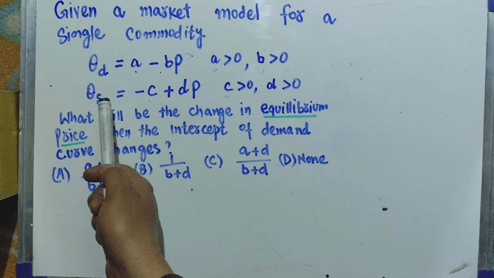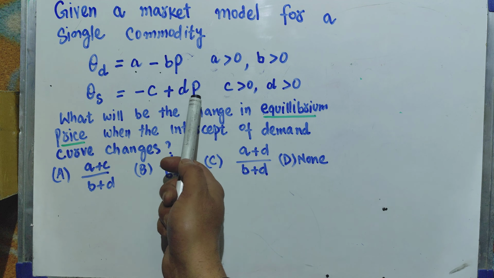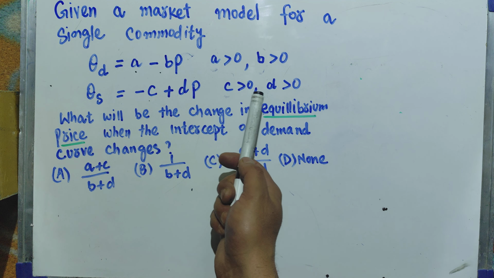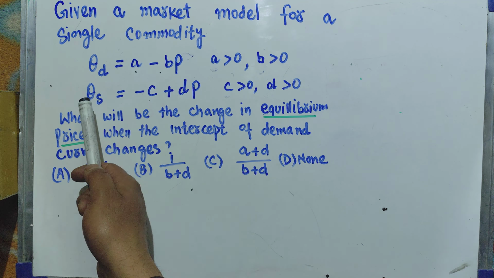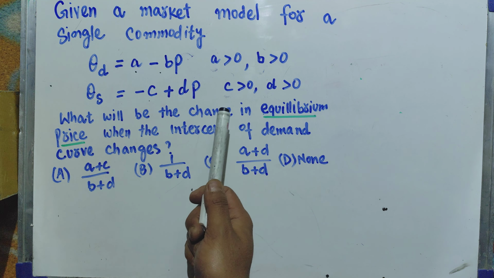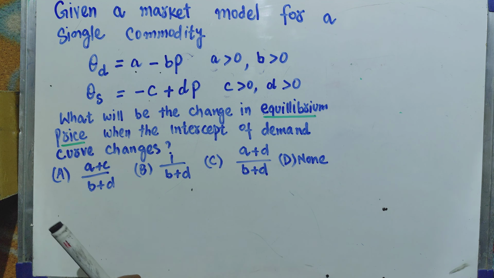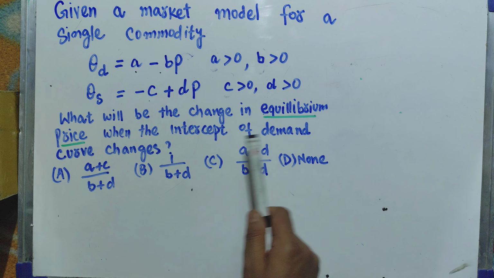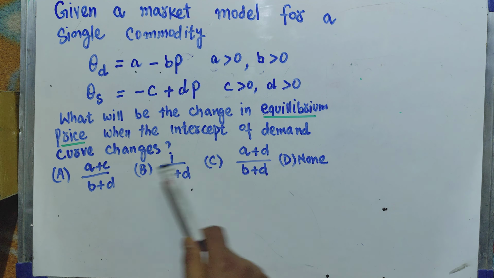Similarly, we have quantity supplied is equal to minus C plus dP, where C greater than 0, D greater than 0. QS denotes the quantity supplied. We have to find out what will be the change in the equilibrium price when the intercept of the demand curve changes. Options are being given. We need to find out the correct option.